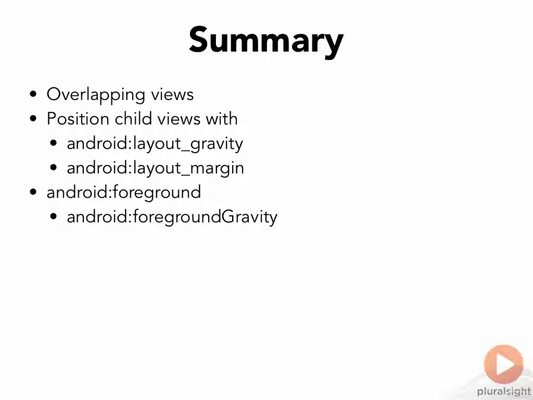In summary, frame layout is good for specifying overlapping views. You can use the parameters layout gravity and layout margin to position the child views. And for the special case of doing picture frames, Android has a foreground parameter that you can use, allowing you to save one image view. When you are using the foreground parameter for non-frame images, you can use the foreground gravity to prevent Android from stretching your image.